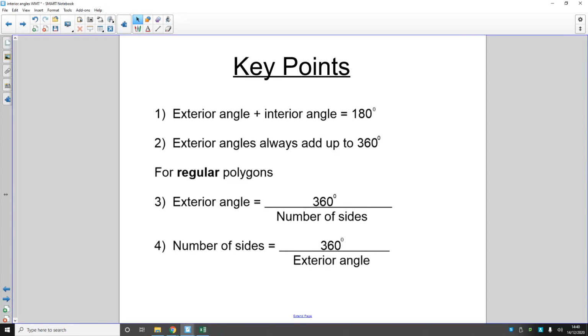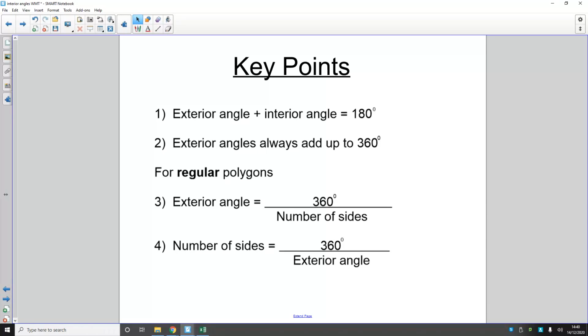So some key points from today's lesson then. The exterior angle, the angle on the outside, and the interior angle next to it always add up to 180 degrees. That's key point number one. All the exterior angles together around the shape always add up to 360 degrees. Key point number two. If the shape is a regular shape, therefore all the angles and all the sides are equal, then to find an exterior angle, we simply divide 360 degrees by the number of sides the shape has got. Key point number three.